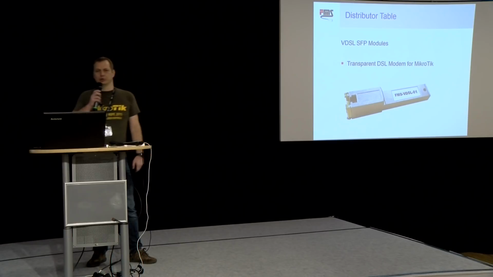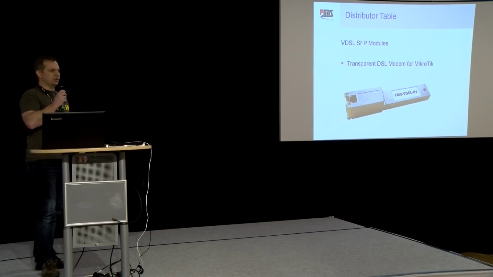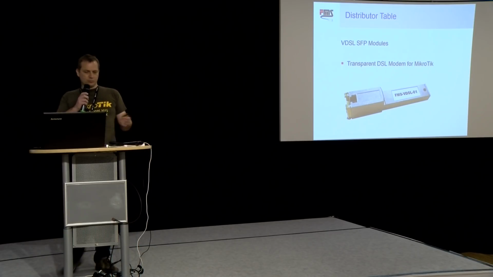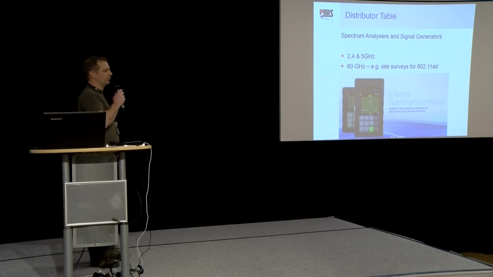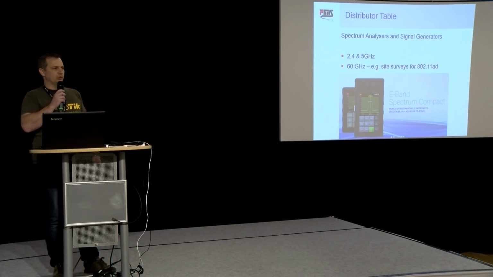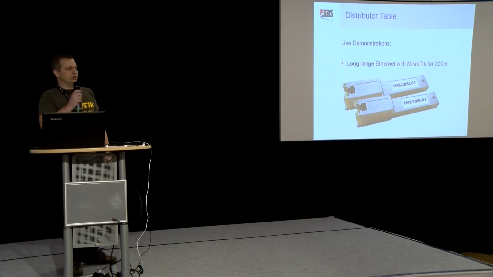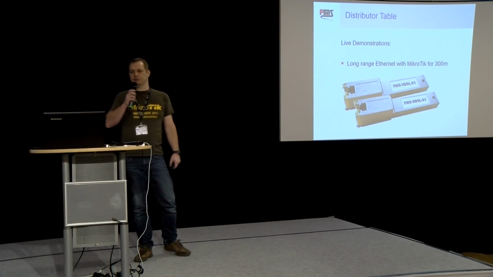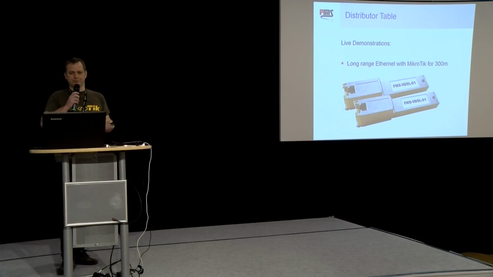And as always, we try to bring a few interesting things that you might not see every day, like our VDSL SFP modems that will allow you to use MikroTik as a DSL gateway without an external modem. We have the first 60 and 80 gigahertz mobile spectrum analyzers with us that are available worldwide, and they might be pretty interesting to use for site surveys in V-band for the new MikroTik 60 gigahertz gear. And if you want to, you can see a long-range Ethernet test from one MikroTik to another through a 300-meter Cat5 cable running on our SFP modems too. So drop by if you want to.